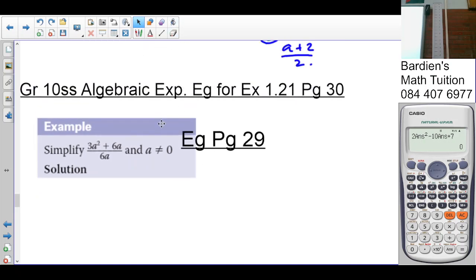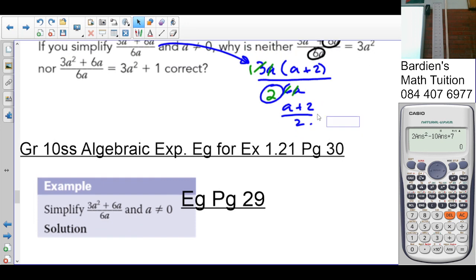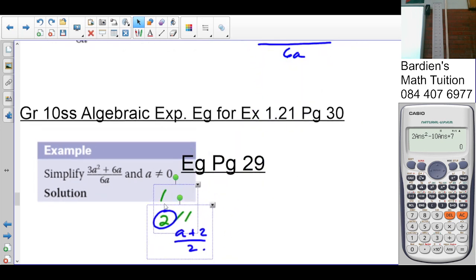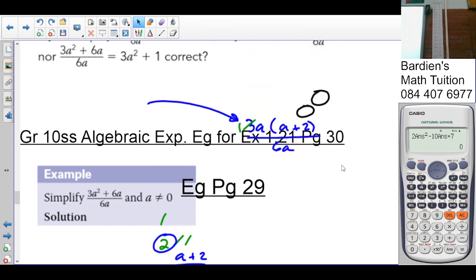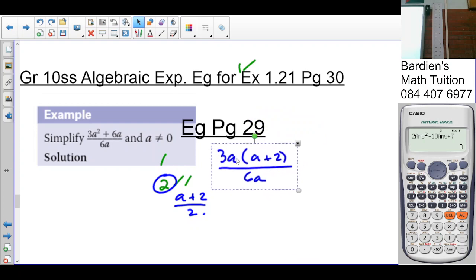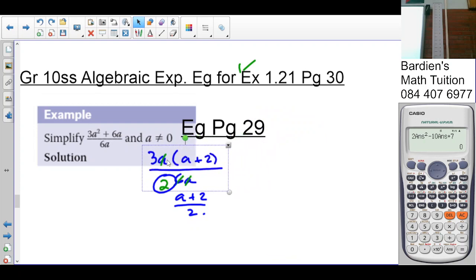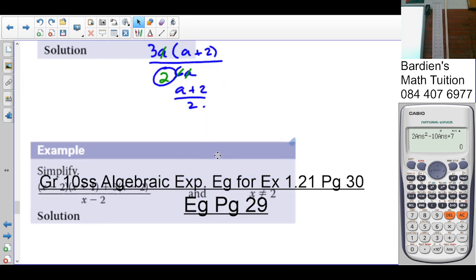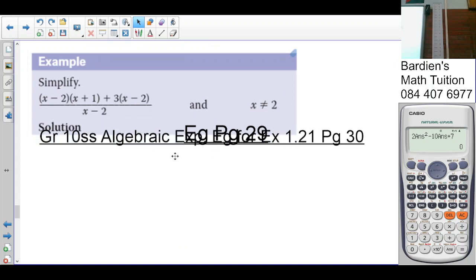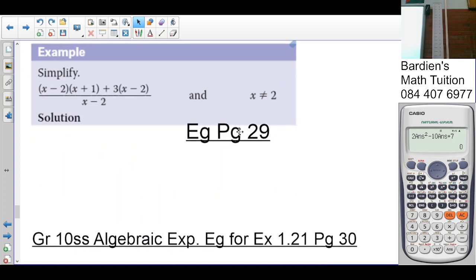That brings us to this example here, which we just did now. Okay, let's just pull this down here. This is exactly the example here. Okay, any confusion here, people? No? Let's go to the example on page, which page is this example on? What's on page 29?